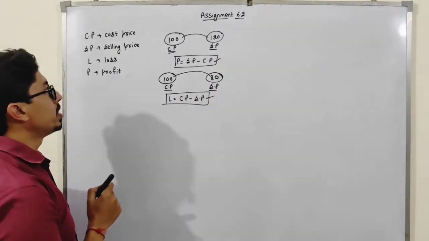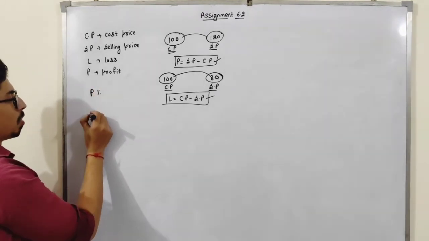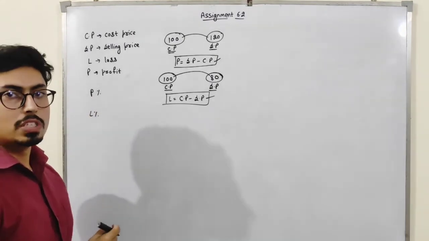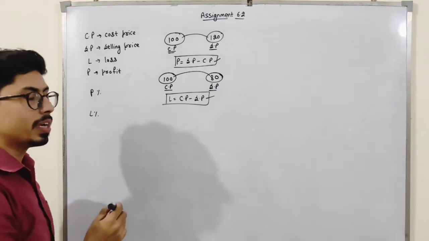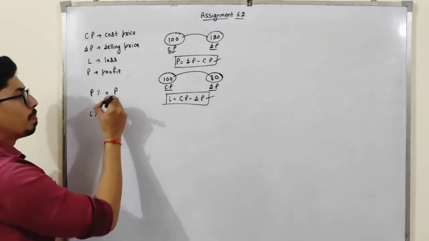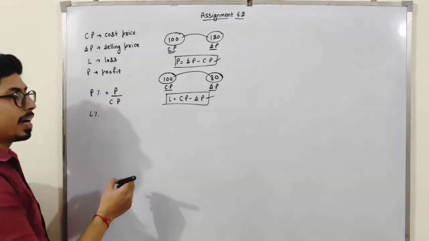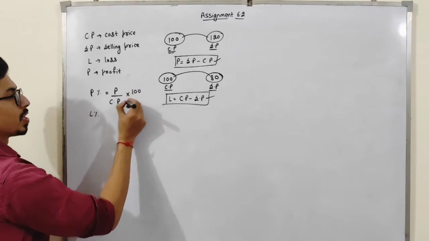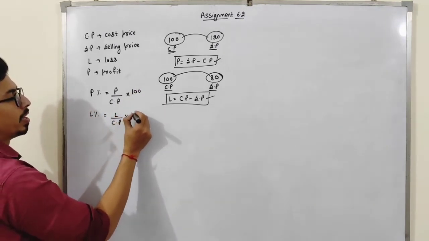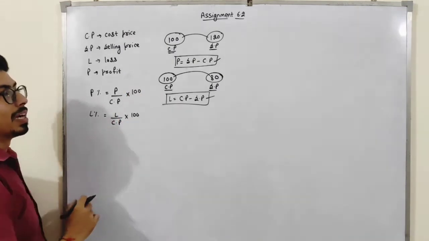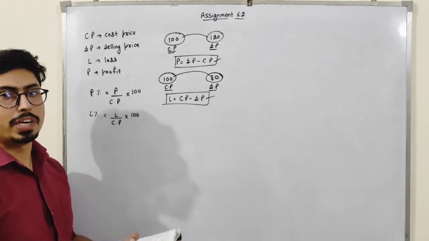One more thing, students. Remember these two formulas: profit percentage and loss percentage. Students, always remember that profit percentage and loss percentage are always calculated on the CP. So profit percentage means profit upon CP into 100 for percentage. And for loss also, loss upon CP into 100. So always remember these formulas. These formulas I'm going to use in my assignment 6.2.